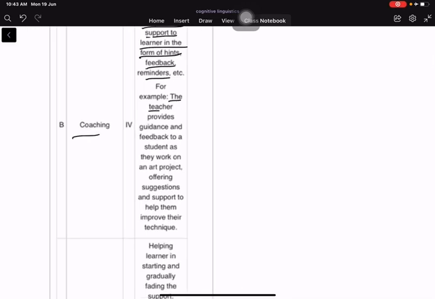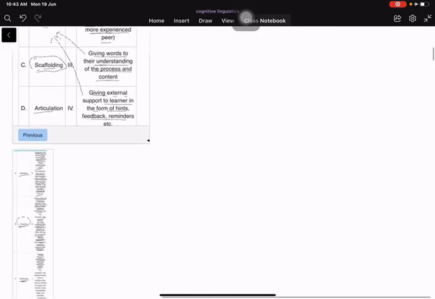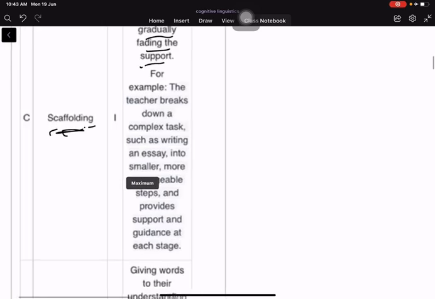For example, the teacher provides guidance and feedback to the students as they work on an art project, offering suggestions and support to help them improve their technique. That's coaching. And then there is scaffolding: helping learners in starting and gradually fading the support. So that is scaffolding, gradually fading the support.